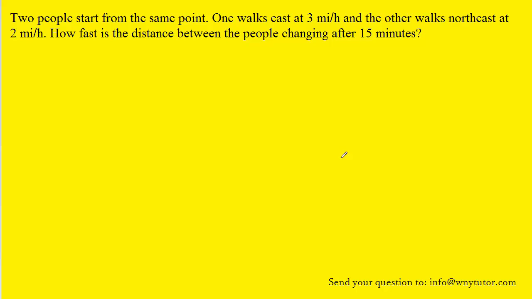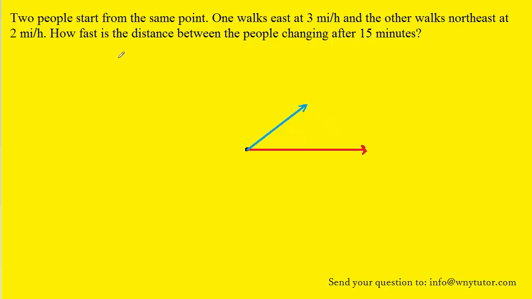Of course, our first step in solving this problem is to try to draw a picture that's based on the description. And we can do that by drawing a point at which both people begin. One person walks in the easterly direction at 3 miles per hour, and the other person walks northeast at a rate of 2 miles per hour.